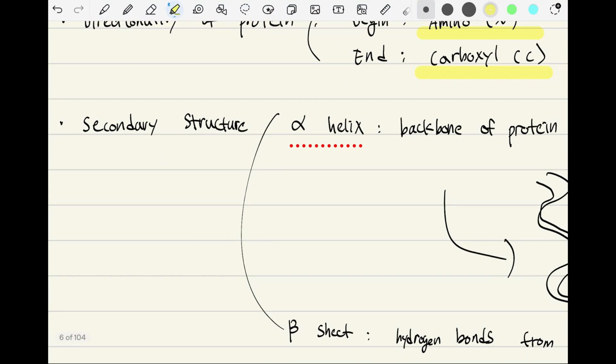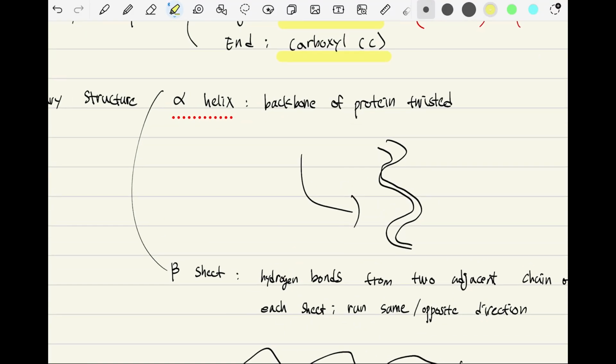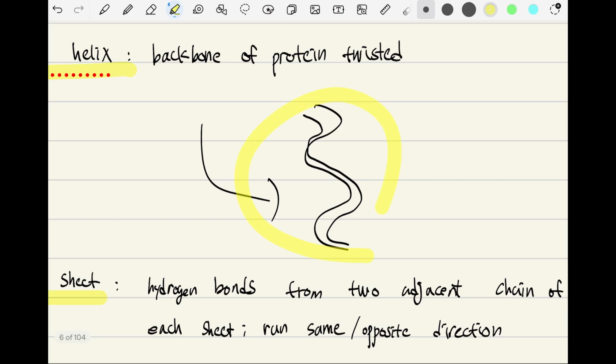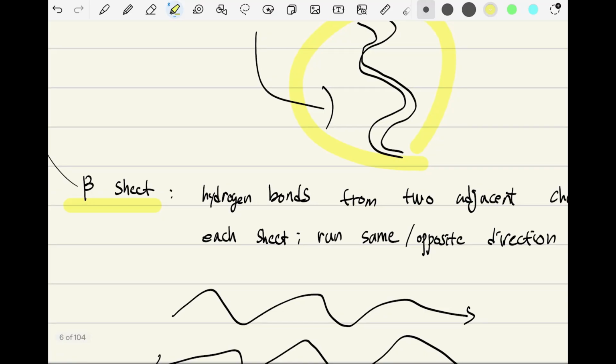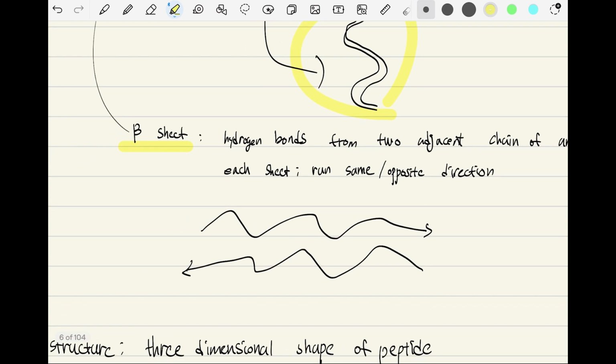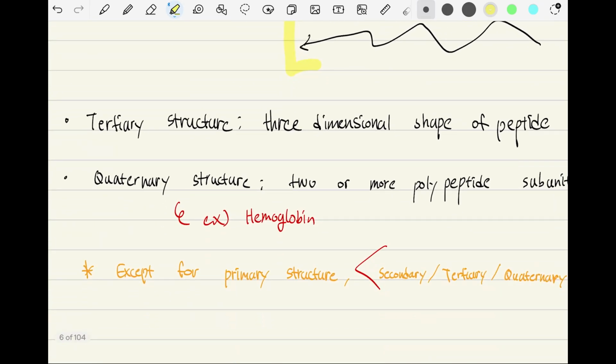Now let's talk about the secondary structure of protein. There are two kinds of secondary structure. The first is the alpha helix and the second is the beta sheet. The alpha helix is when the backbone of the protein is twisted, which looks something like this. It's a bad drawing, but that's how it looks. The beta sheet is when hydrogen bonds form between two close chains of amino acids. Each strand runs in the same or opposite directions. If they run in opposite directions, they're gonna look like this.